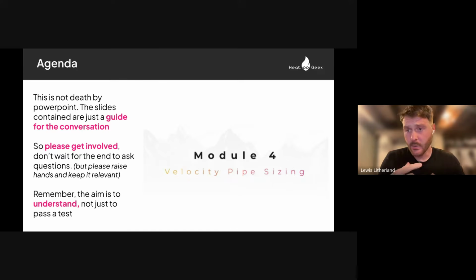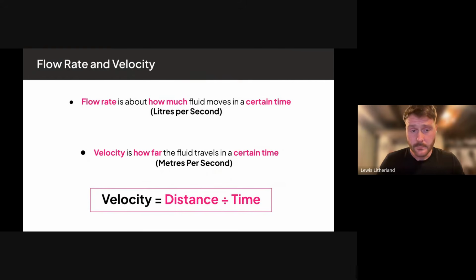Towards the end of this session, I'll go into how you use apps to do this kind of stuff as well, which is great. But you also have to understand the theory and where the apps are coming from. This is vitally important. You can't just walk in with an app and start thinking you can pipe size, because you'll get stuck at some point. So the aim is to understand, not just pass the test. Brilliant.